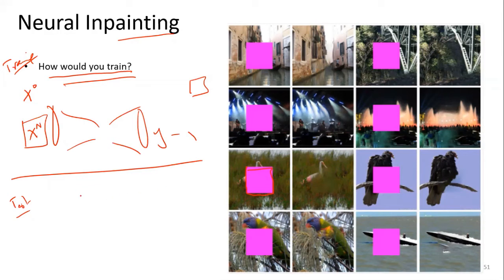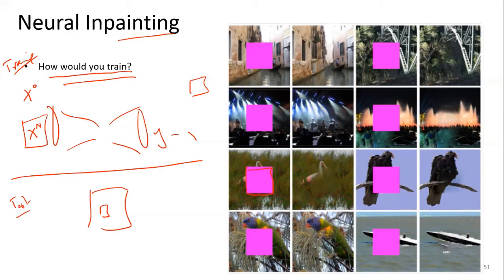For every image that you took, is this supervised or unsupervised? We're taking an image, cropping out a certain portion of that image, and now we are training it. Is it supervised or unsupervised? Are you doing any labeling? Is anybody doing any labeling? No, so it is unsupervised.